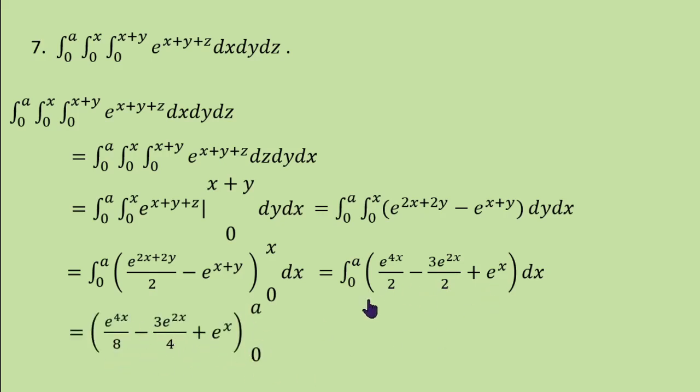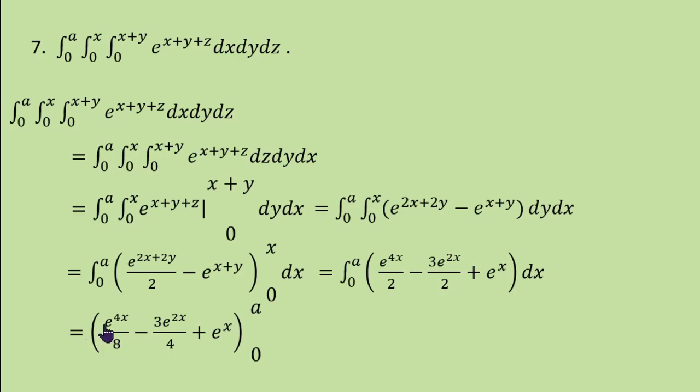Limit of x is from 0 to a. First you apply the upper limit a: e power 4a by 8 minus 3 e power 2a by 4 plus e power a. That is the upper limit value, minus the lower limit value. When x is 0, e power 0 is 1, so it becomes 1 by 8 minus 3 by 4 plus 1. Using a calculator, simplify the lower limit, so it becomes 3 by 8.